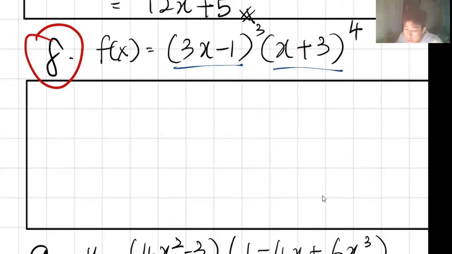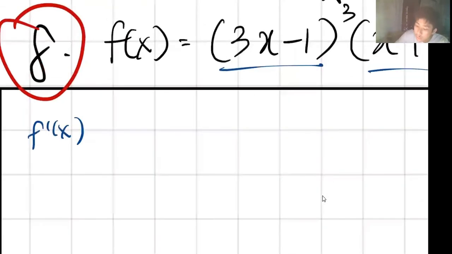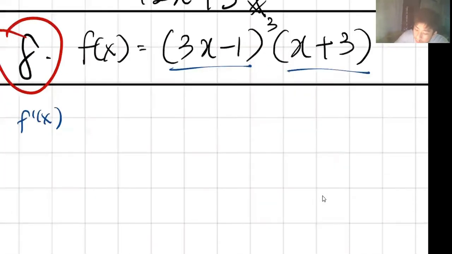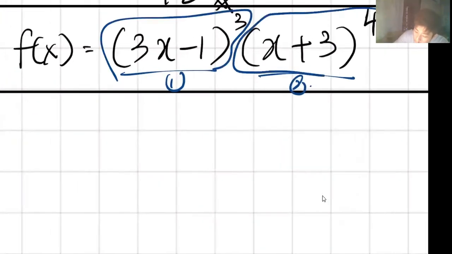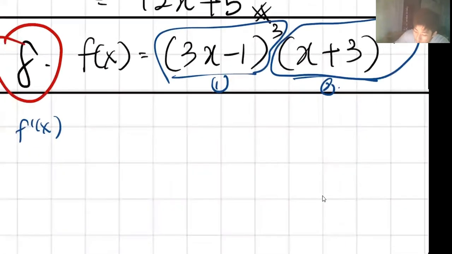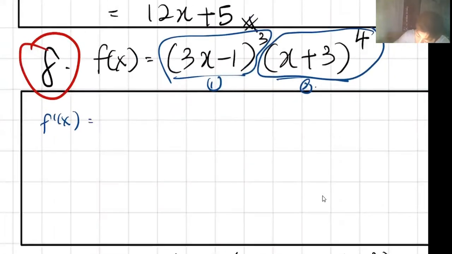So when you differentiate this thing, what you do is f prime x. Why f prime x? Because I'm differentiating fx. So I fix the left. I treat this whole thing as 1. This whole thing is 2. So what I do is I fix 1. I have 3x minus 1 power of 3. Then I differentiate the second one.